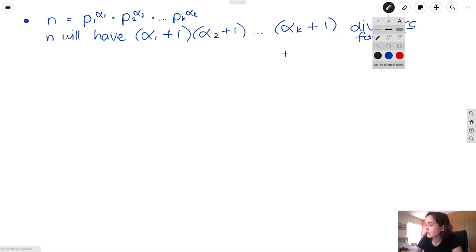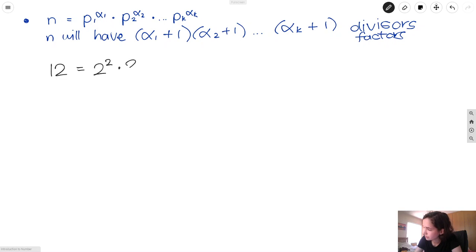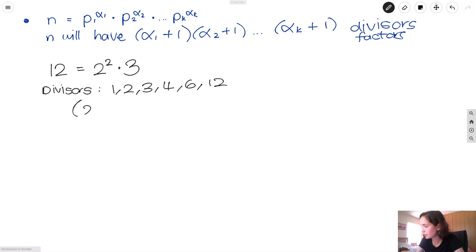So let's look at an example. Say n was equal to 12, so we had 12 equal to 2 to the power of 2 times 3. So looking at the divisors of 12, divisors would be 1, 2, 3, 4, 6, and 12. Using this rule, it will be 2 plus 1 times 1 plus 1, which will be 3 times 2, so 6 divisors, which is correct. If you look at this, 1, 2, 3, 4, 5, 6, so this is correct.